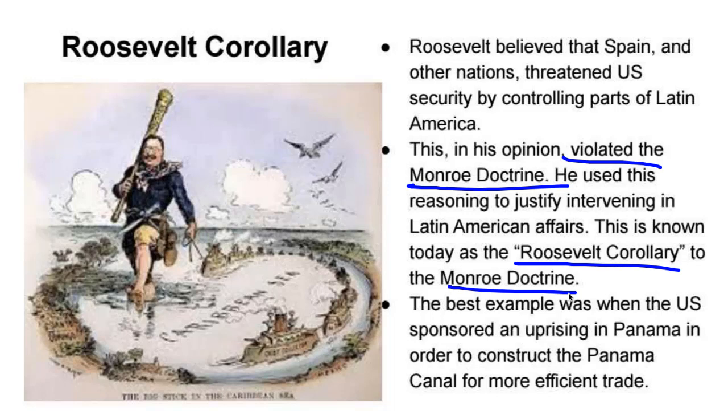The best example is when the U.S. sponsored an uprising in Panama in order to construct the Panama Canal for more efficient trade. So again, this sounds a whole lot like Hawaii, where you overthrow to get control of the sugar industry. Well, in this case, it was to get territory to build the Panama Canal. And what was the Panama Canal itself all about? It was all about transportation of naval vessels for national security and commercial vessels for expanding markets and making money.